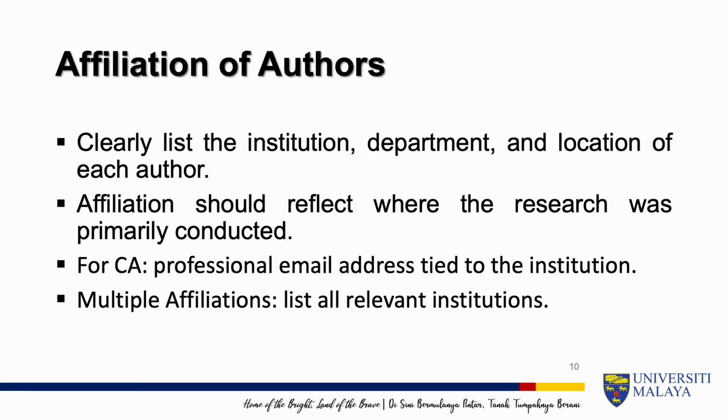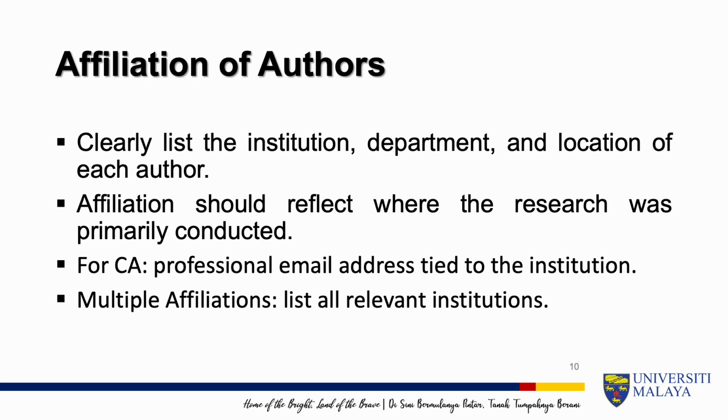Next is the affiliation of the authors. Accurate author affiliation is an essential part of any research article. For each author, you need to list their full affiliation, including their department and institution. This ensures transparency and allows others to verify the source of the research. The corresponding author's affiliation is especially important as they serve as the main point of contact for the journal and readers post-publication. Always use a professional email tied to the institution for the corresponding author.